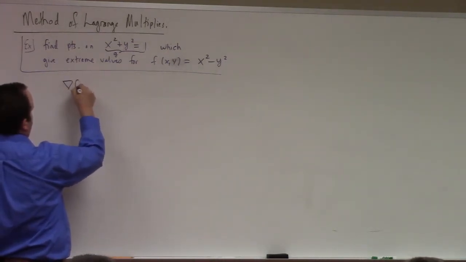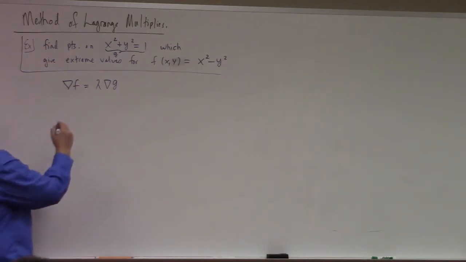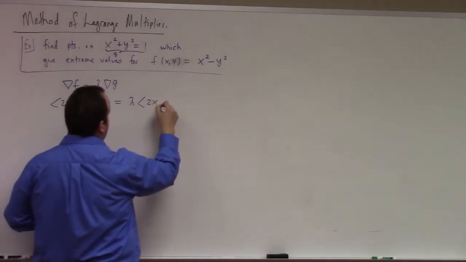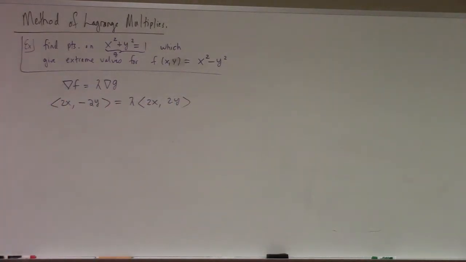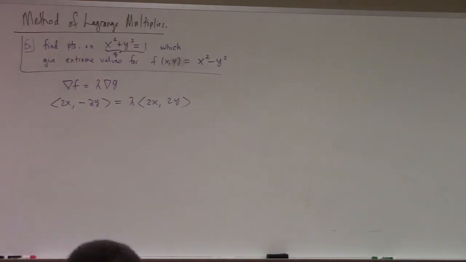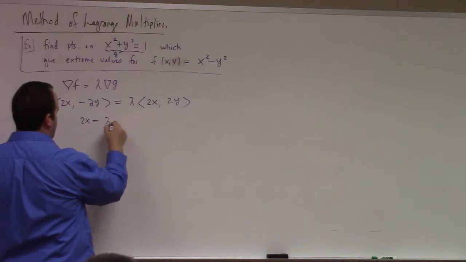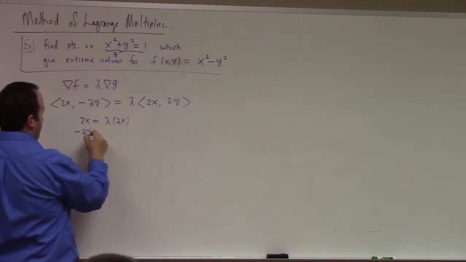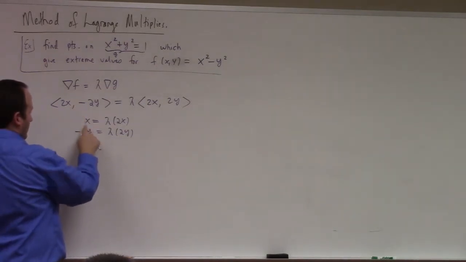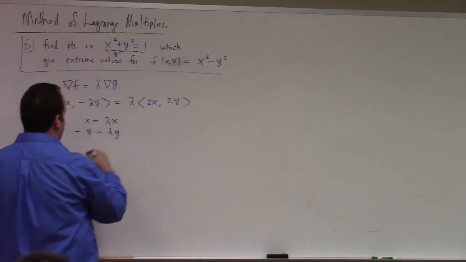So we're going to try to solve the gradient of f is equal to lambda times the gradient of g, subject to the constraint x squared plus y squared equal to 1. The gradient of f here is easy enough. That's 2x, minus 2y equals lambda times 2x, 2y. And then what do we have to solve? We have 2x is equal to lambda times 2x, and minus 2y is equal to lambda times 2y. I guess we can probably safely divide by 2 here, right? Agree? So this gives us x is equal to lambda x, and minus y is equal to lambda y.